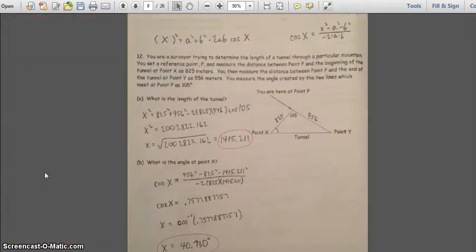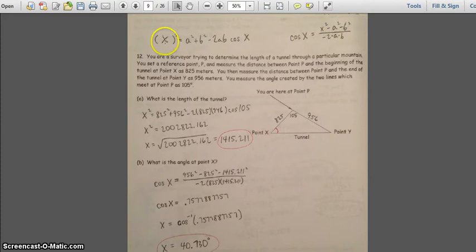Here's the answer to number 12. So they give you a situation, and they give you the lengths of 2 sides, and they give you the angle in between the sides, and they're simply asking you in letter A, what is the length of the tunnel? It's law of cosines because I have more sides than angles. Here's a law of cosines formula if you're looking for a side. Here's a law of cosines formula if you're looking for an angle.